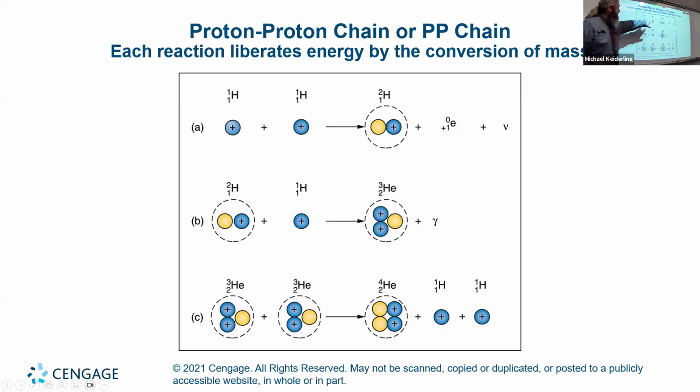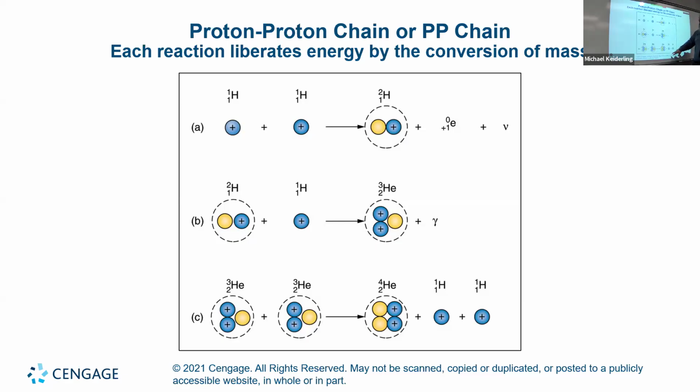So it's taking hydrogen, and by combining hydrogens through this three-step process, the two hydrogens form a deuterium plus a positron and a neutrino. Then the deuterium merges with another hydrogen to form helium-3 and a gamma ray, and then two helium-3s merge to form helium-4 and two hydrogens. So it's taking the raw material of hydrogen and combining four hydrogens together to create helium.